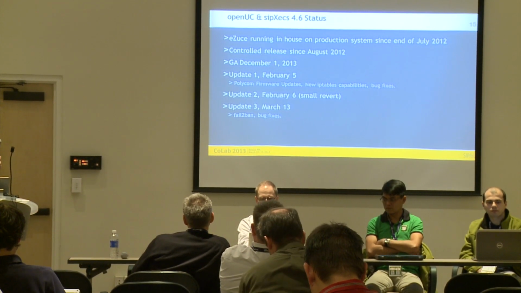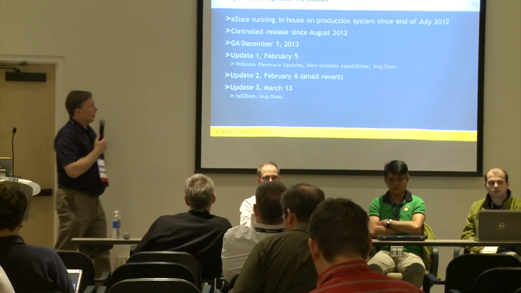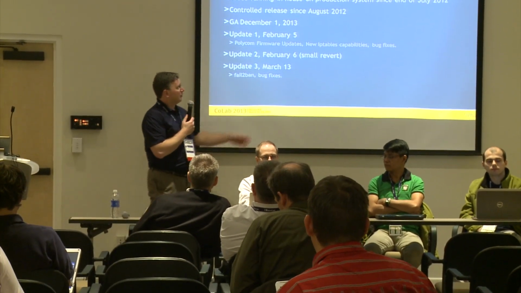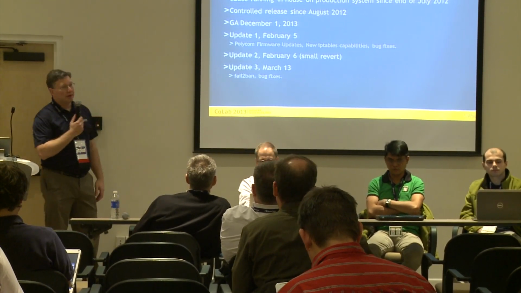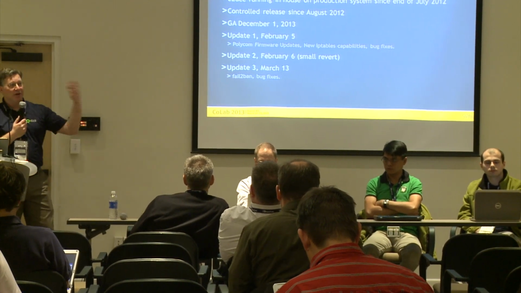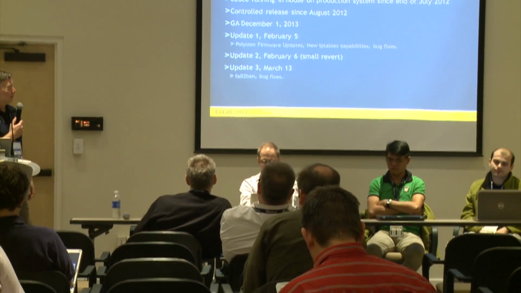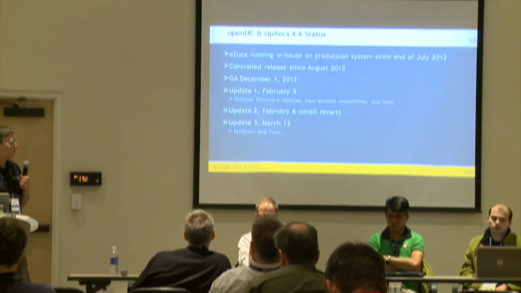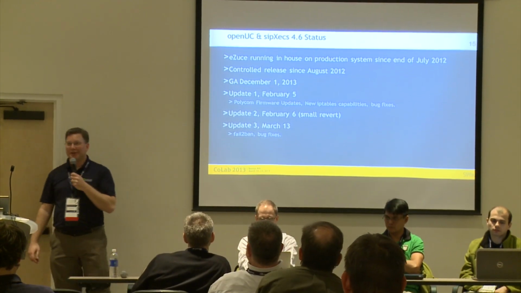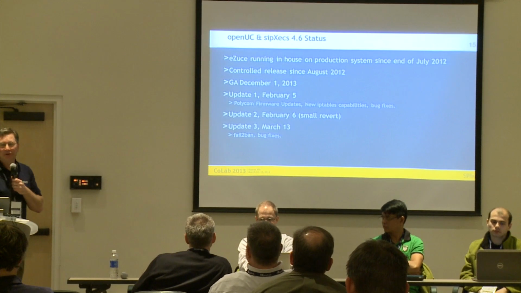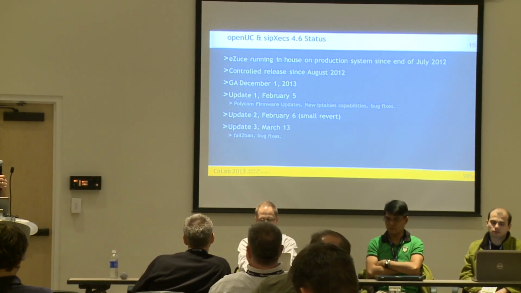That was largely due to the Polycom firmware. The other thing we added in update 1 was some really nice new IP tables capabilities, as well as some bug fixes that came in along the way. I'll be talking about the IP tables stuff tomorrow in the training. Update 2 came out very rapidly after update 1. It was a small code revert, something that got stuck in that we needed to pull back out.